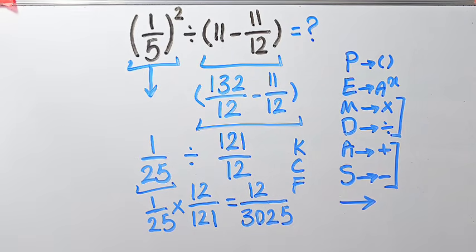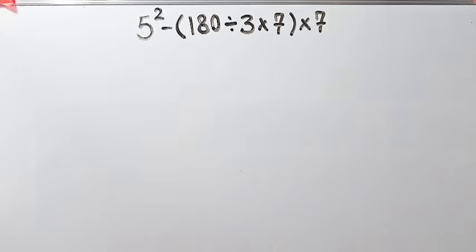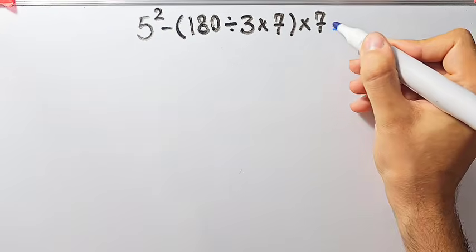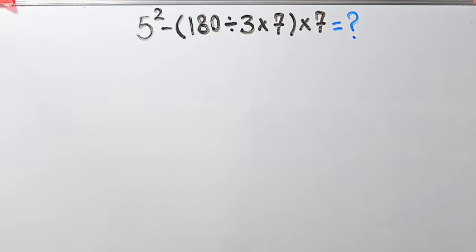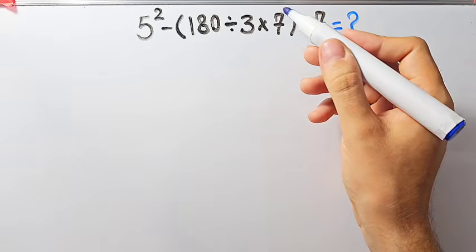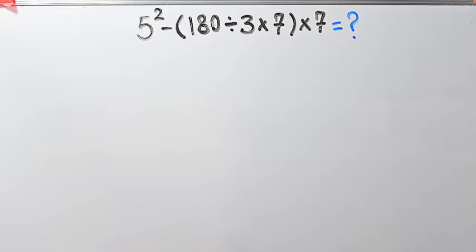Okay guys, let's solve another question about PEMDAS rule. 5 to the power of 2 minus, open parentheses, 180 divided by 3 times 7, close parentheses, then times 7. What is the answer of this question? In this question, we have exponents, subtraction, parentheses, division, and multiplication. Again, to solve this question, we need to follow the PEMDAS rule.